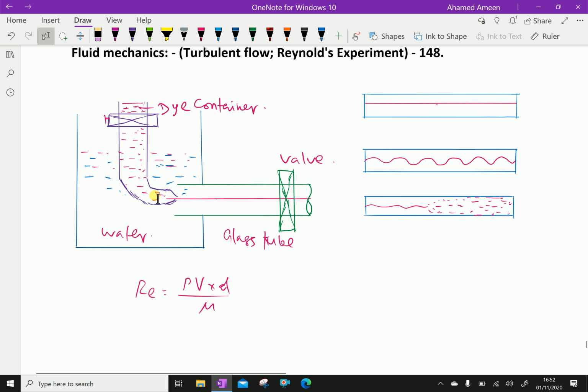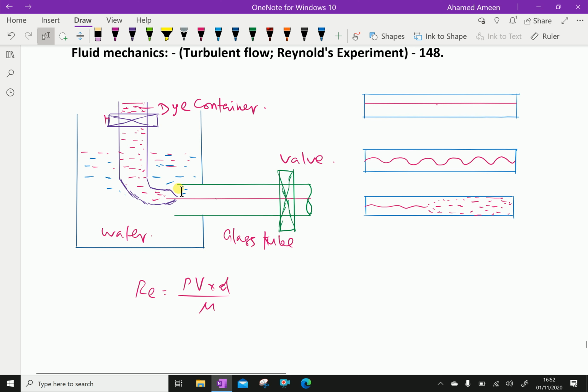A small tank containing some dye, and a glass tube having a bell-mouthed entrance at one end and a regulating valve at the other end.